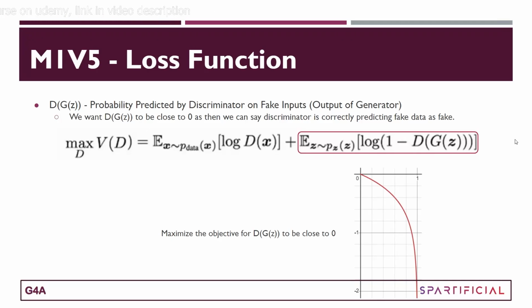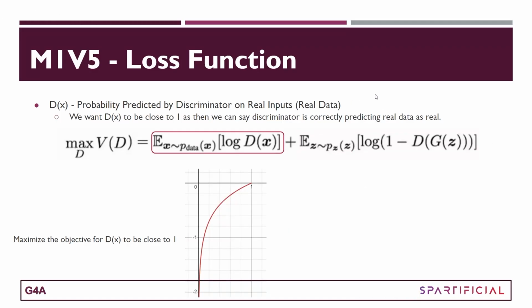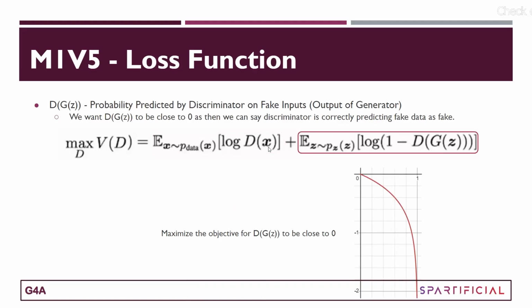So I hope that you're getting an idea of why the discriminator wants to maximize this objective. Well, I've talked about what this term is and what this term is. Now, what is this E and what is given in the subscript of it? Well, this is called expectation.